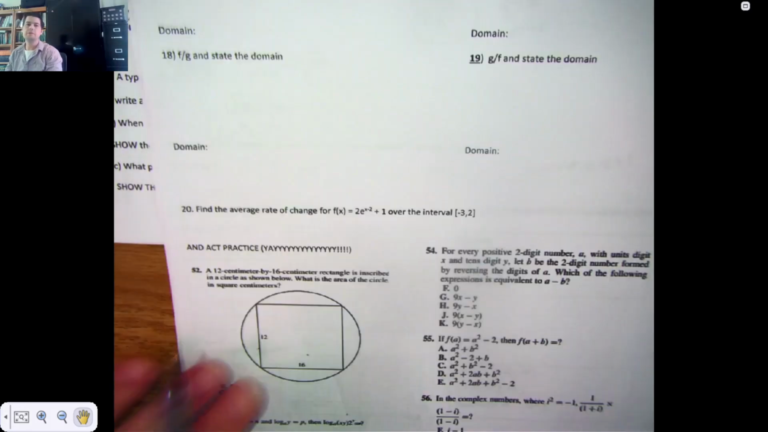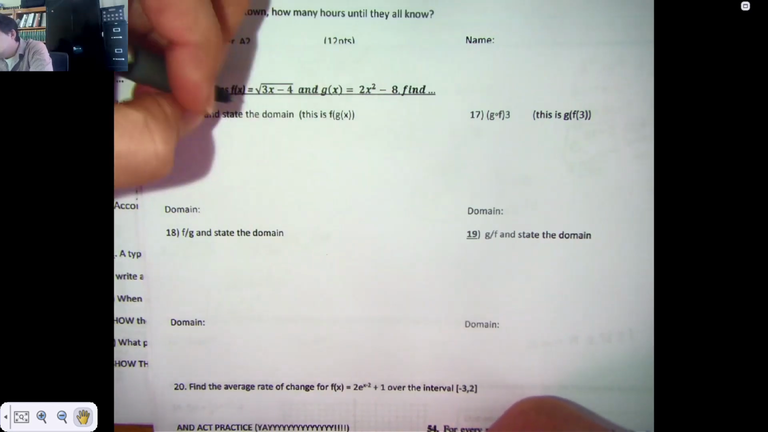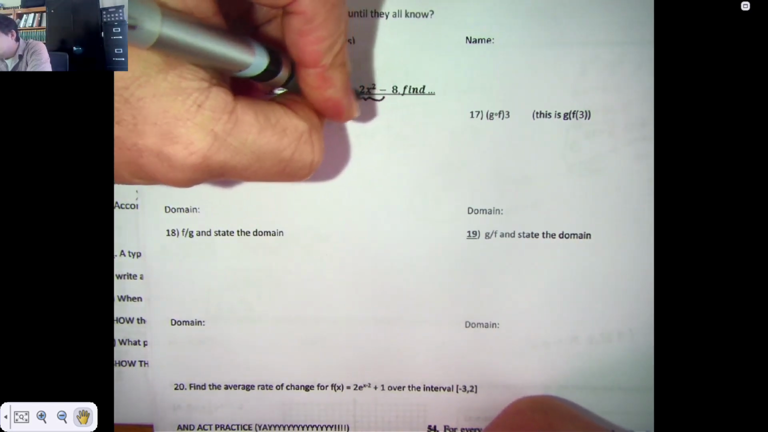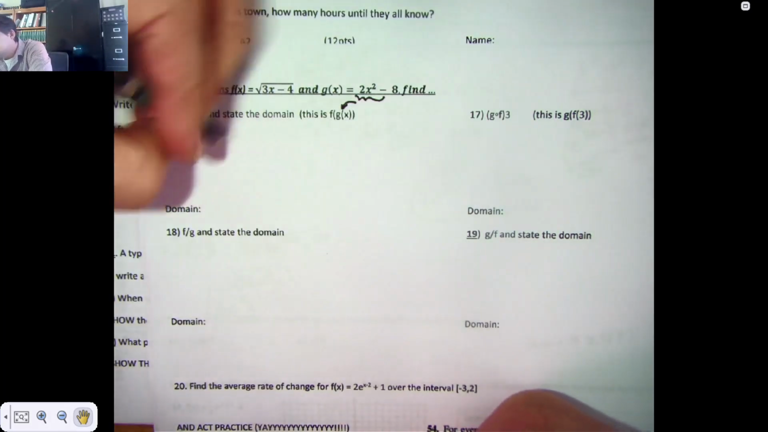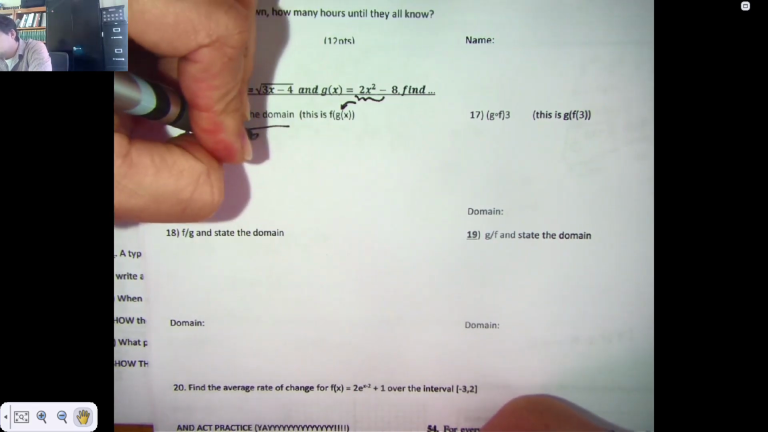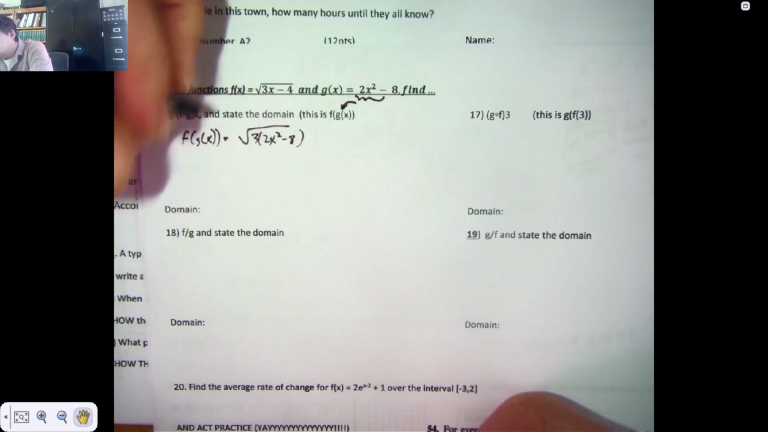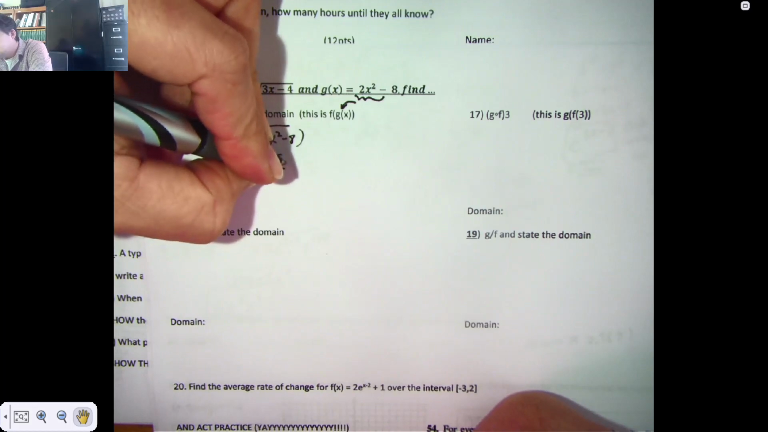Oh, this isn't right. Oh, it is right. Yeah, I put some review stuff on this one. Given functions f of x is the root of 3x minus 4 and g of x is 2x squared minus 8, find f of g of x and state the domain. So here's g of x, which means that x is going to become this, which is going to be the root of 6x squared minus 24.